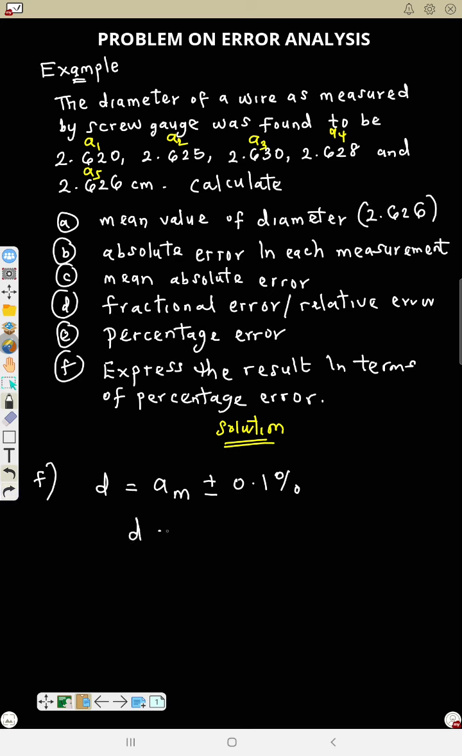Now what is our mean value? That is 2.626 plus or minus 0.1%. Now that is the final answer. You can split this further by saying 2.626 plus 0.1% or 2.626 minus 0.1%. So we have solved the question.